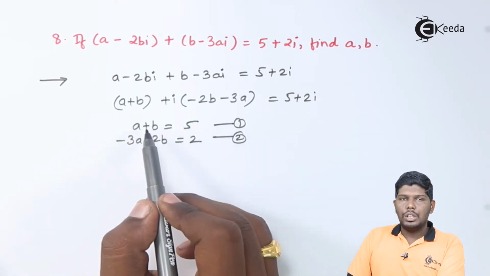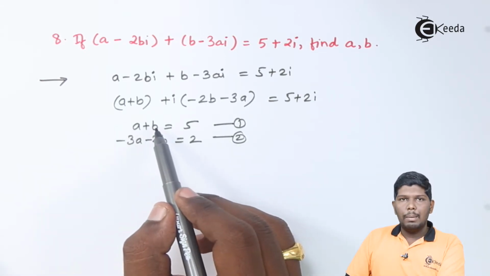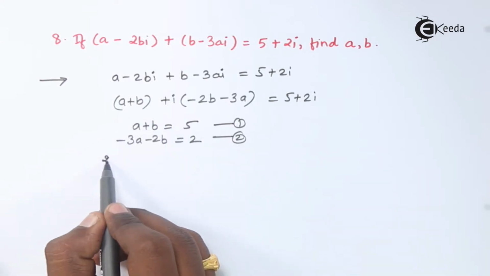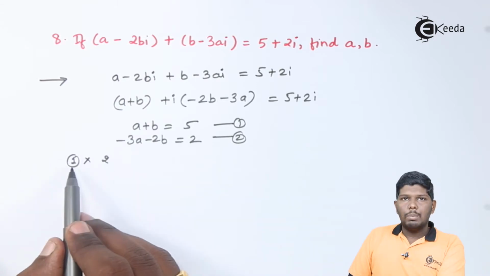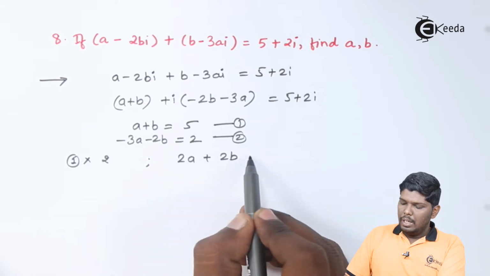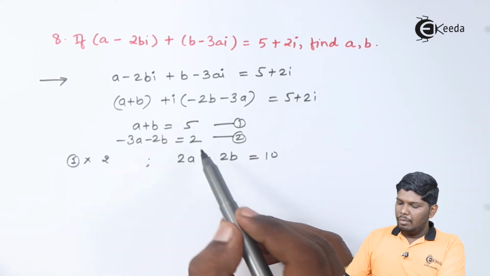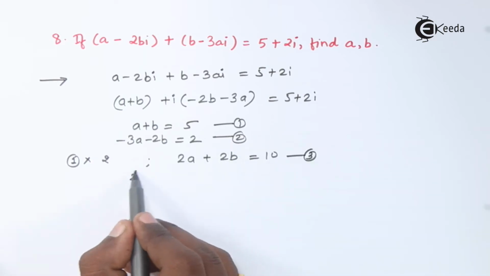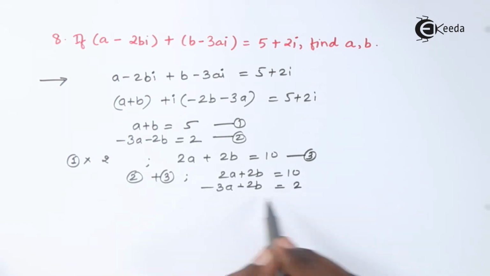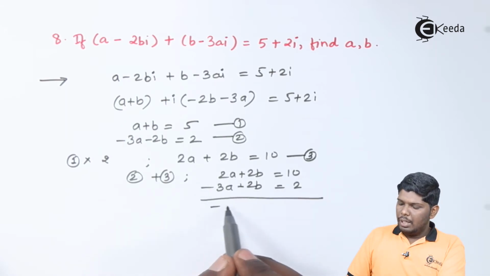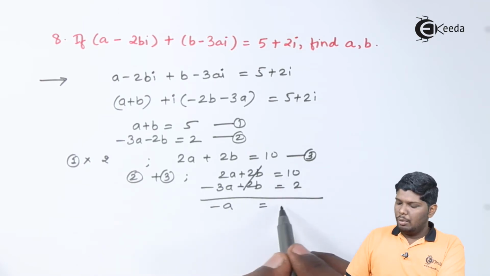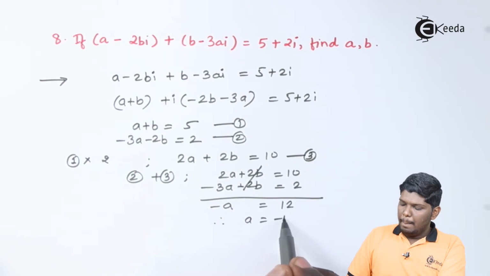For that, just multiply equation number 1 by 2 or 3. If you multiply by 2, b will be eliminated, and if you multiply by 3, a will be eliminated. So equation number 1 multiplied by 2 will give you 2a plus 2b is equal to 10. And after that, we can add these two equations. So on adding, 2a minus 3a will give you minus a, plus 2b minus 2b will be cancelled, and 10 plus 2 will give you 12. So the value of a will be minus 12.